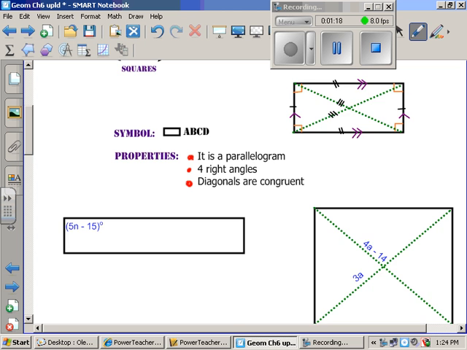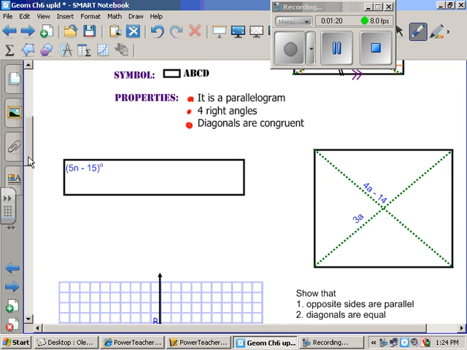Okay, so let's use that to solve equations. All right, we know since this is a rectangle, all these angles are right. So 5n minus 15 should be equal to 90. So 5n is equal to 105, and n is 21. Okay, just using the fact that a rectangle has 4 right angles.